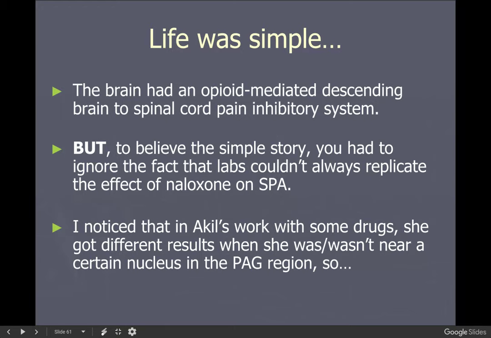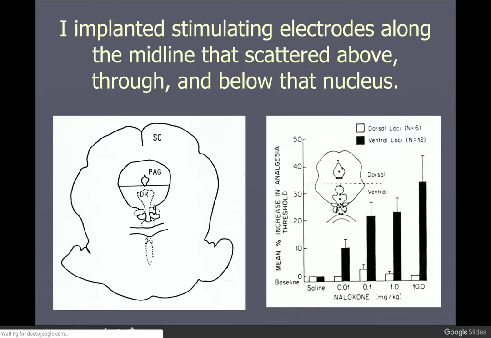I noticed that in Keel's work with some drugs, actually serotonin drugs, she got different results when she was near the dorsal raphe. So I did this. This is a little bit more rostral. Here's the periaqueductal gray. There's the cerebral aqueduct. There's the dorsal raphe, looking sort of like the picture at the front of the book. This line indicates the division between dorsal area and ventral. We put electrodes straight down the midline.